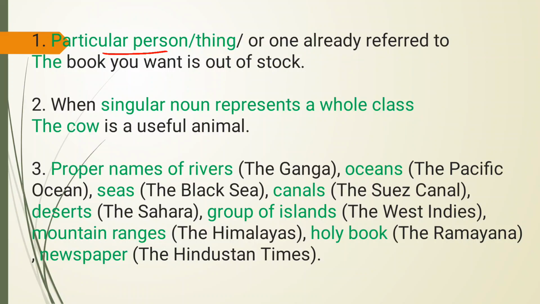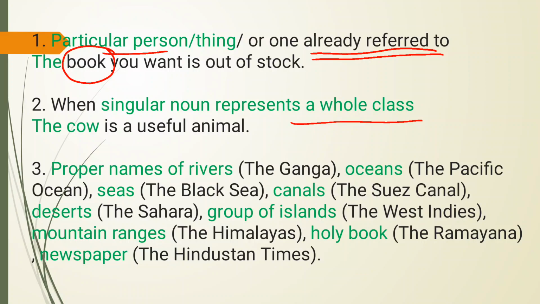We had already discussed this when I gave you the example of a story. Once upon a time there was a jungle, and in the second sentence I used the jungle because I am referring to the jungle which I had already referred to in the first sentence. The book you want is out of stock. So here we are talking about a particular book which he wants, and that is why we are using the definite article the.